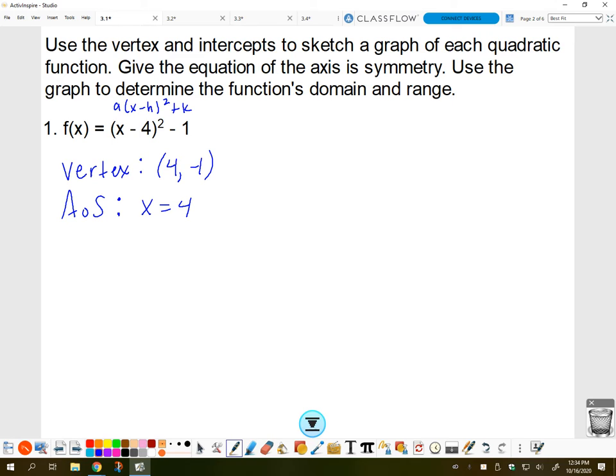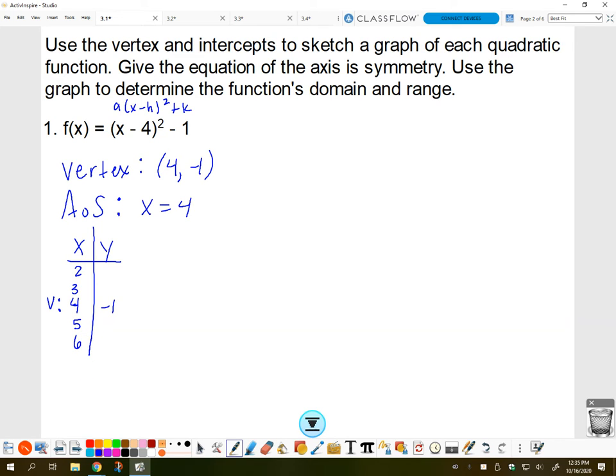To find intercepts, you're going to figure out x and y intercepts. I'm trying to think, do I really care to do that? I think that I don't. I think we're just going to make a table. So vertex, axis of symmetry, and then from there you can just make a little table. So if your vertex is at (4, -1), then we need a couple of points on each side. So we'll go 3, 2, and 5, 6.